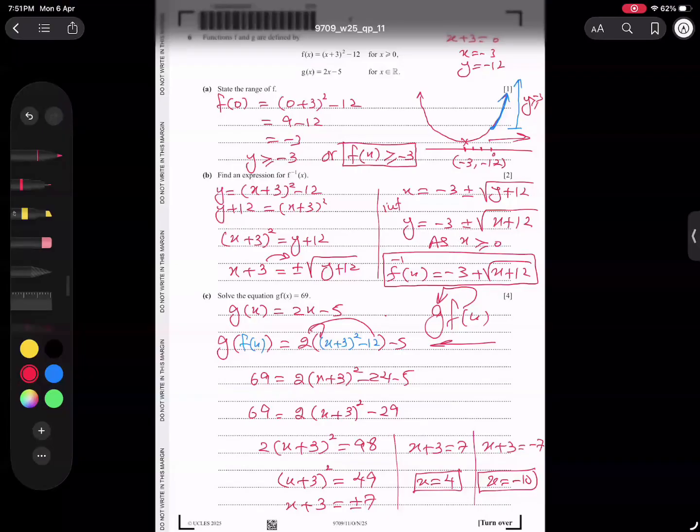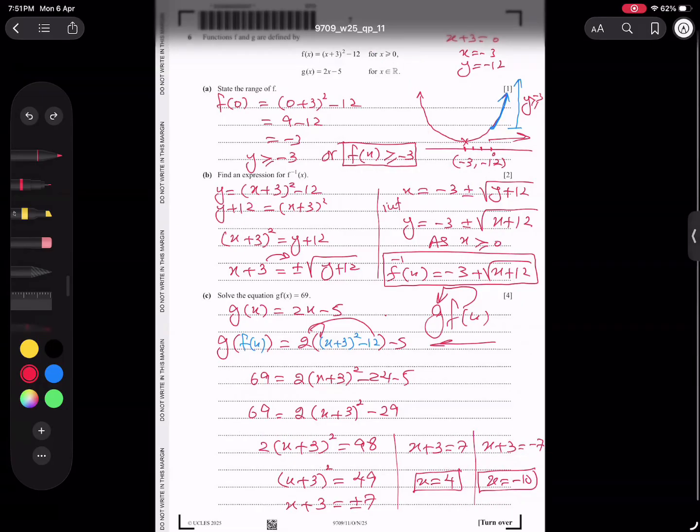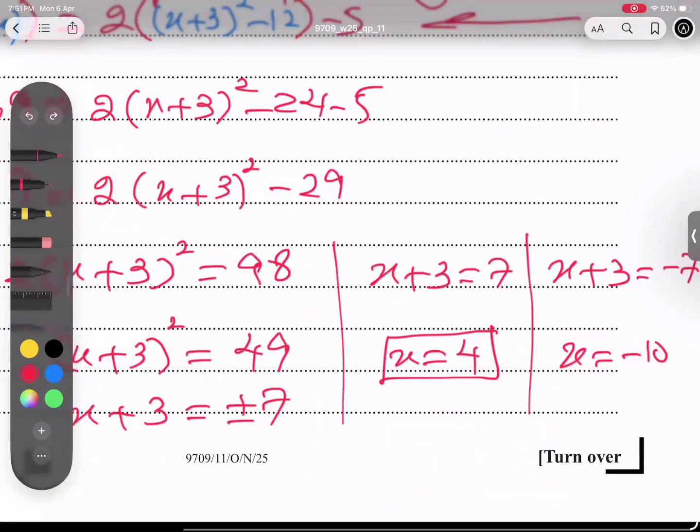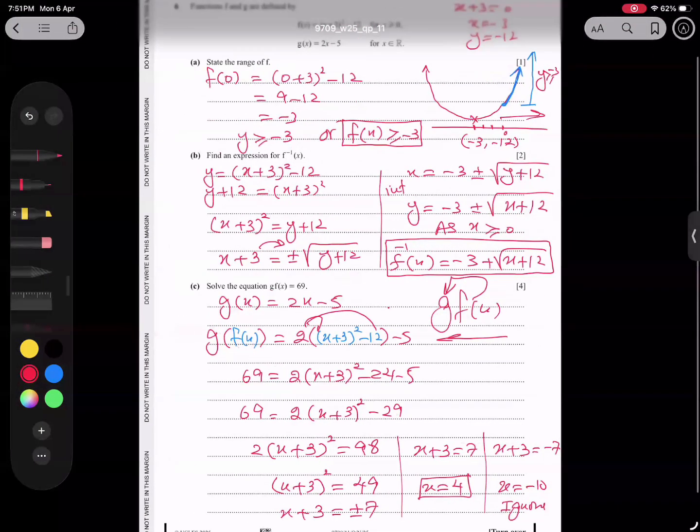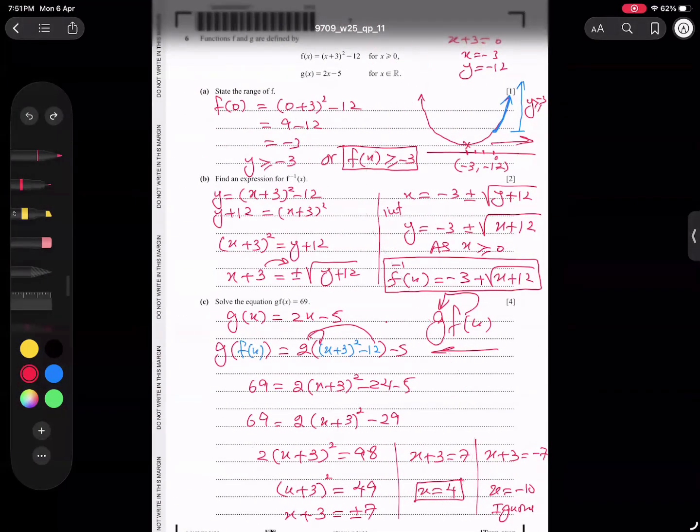Yes, students, we make one correction only. We got both answers, but look at the top: positive answer. So we have to ignore the last answer. We should not take it, ignore it. So always, with this kind of question, concentrate on your domain. Okay, that is very important. I hope the concept of the question is now completely clear.